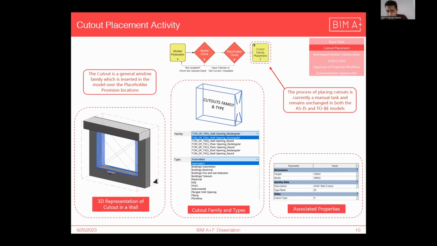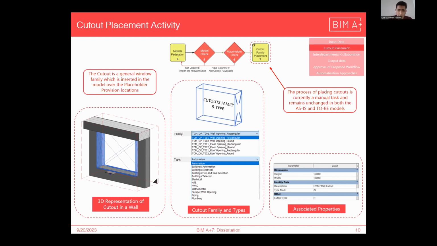So now the cutout placement activity. Now we get the input data in 3D. How do we provide these openings? We use a simple general window family, and we have some associated properties for that, and the naming convention and different types of family, depending upon if it's a round shape or rectangular shape, or if it's in a floor or a roof, and different types of this family depending on which department these openings are required for. And this work is the same in both the as-is and to-be model, and on the top, as you can see, this step is both.